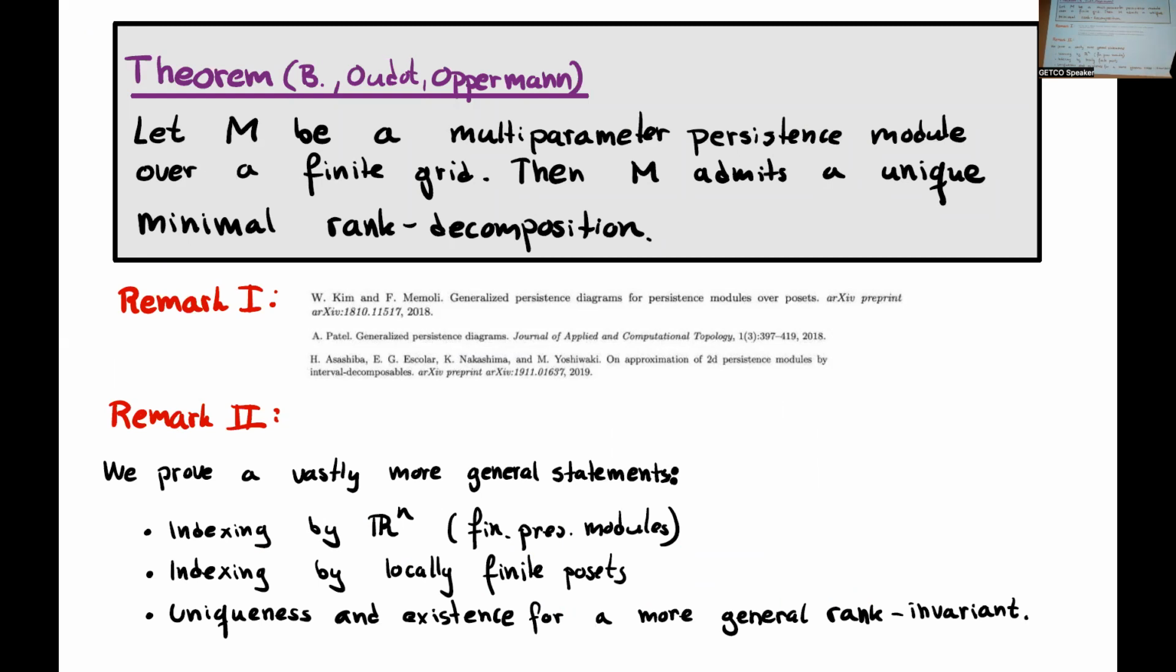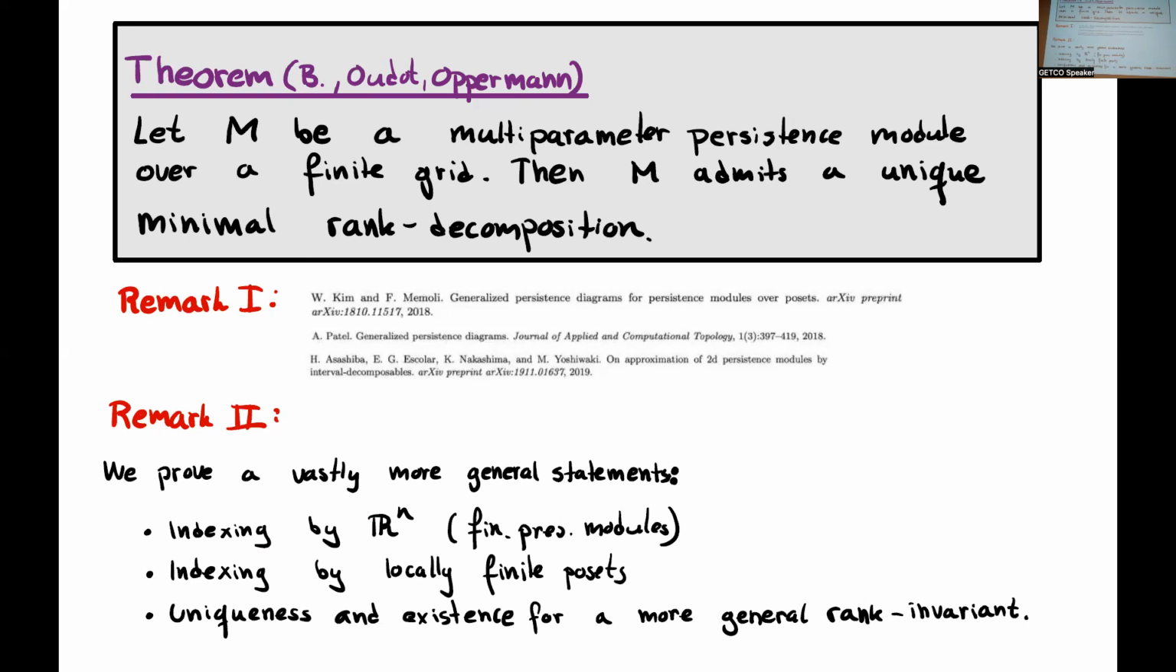I need to give credit where credit's due here, because we're not the first ones to go down this direction. Kim and Mémoli get similar results for a different definition of the rank invariant, more like a generalized rank invariant. Amit Patel started the discussion down this line two years ago, and Botnan and collaborators consider similar problems where you do not have uniqueness because they decompose the rank invariant using all possible intervals. So they have existence but not uniqueness.